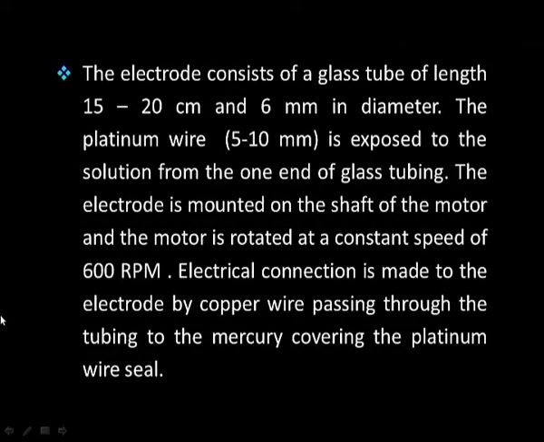The electrode consists of a glass tube of length nearly 15 to 20 centimeter and 6 millimeter in diameter. At one end of this tube, a platinum wire of nearly 5 to 10 millimeter length is fused and it is exposed to the solution from one end of the glass tubing. The electrode is then mounted on the shaft of a motor and the motor is rotated at a constant speed of nearly 600 rpm. Electrical connection is made to the electrode by copper wire passing through the tubing to the mercury covering the platinum wire seal.